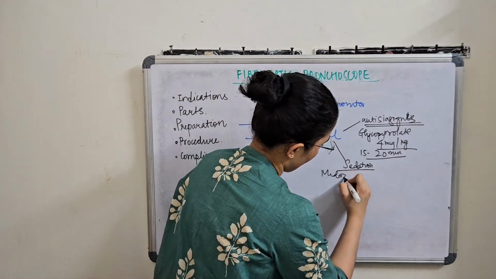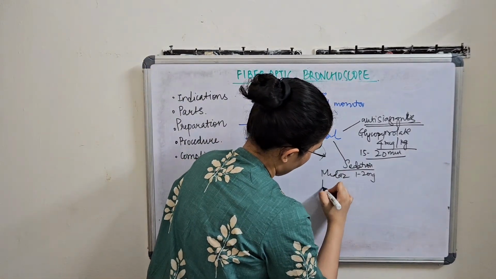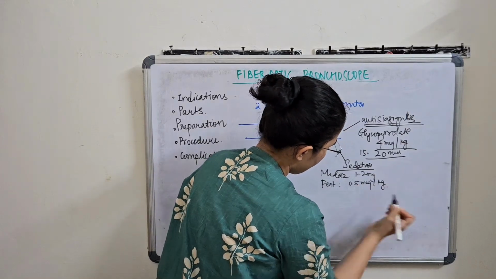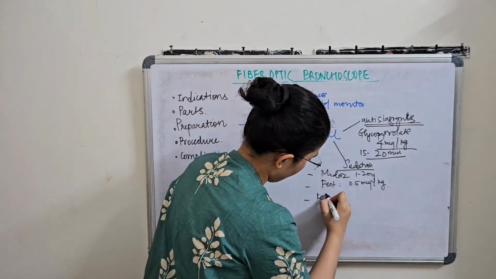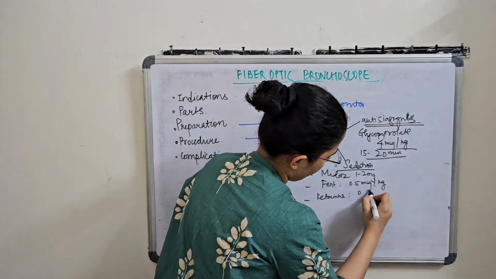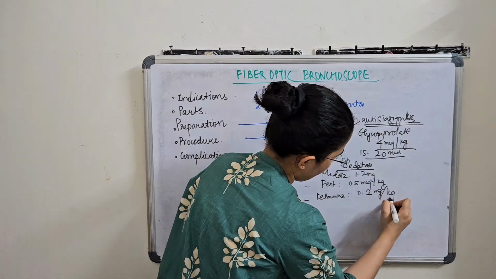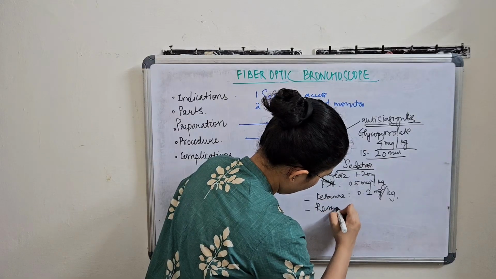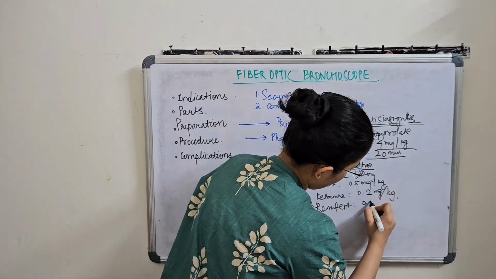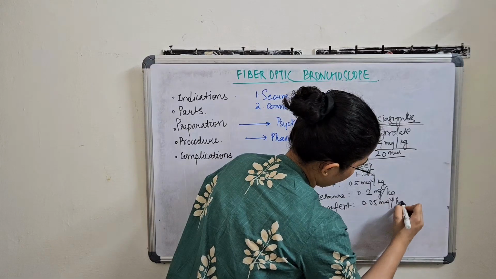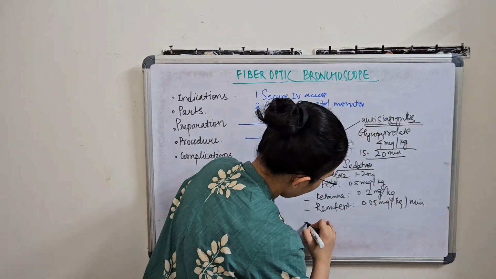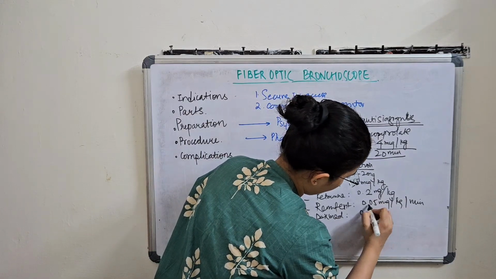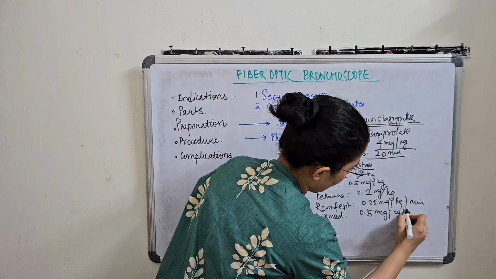Most commonly used is midazolam, 1 to 2 milligrams. We can use fentanyl at a dose of 0.5 microgram per kg body weight. Other agents like ketamine we can use at 0.2 milligram per kg body weight, or we can use remifentanil, which is one of the newer drugs, at 0.05 microgram per kg per minute infusion. Very commonly used is dexmedetomidine at 0.5 microgram per kg per hour.